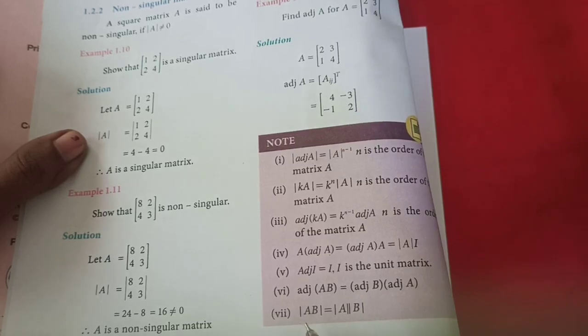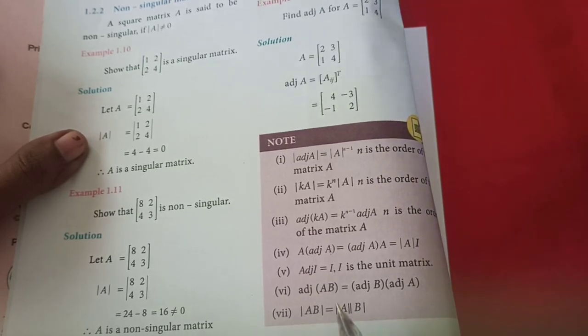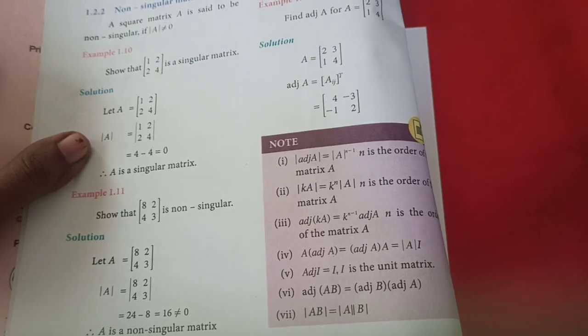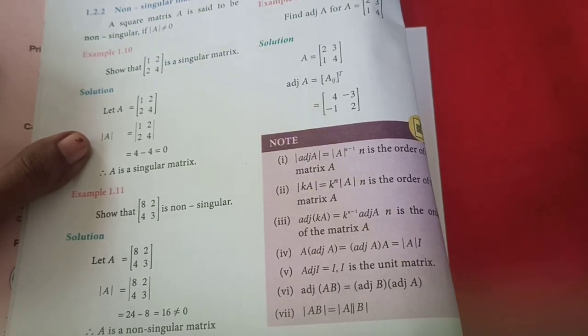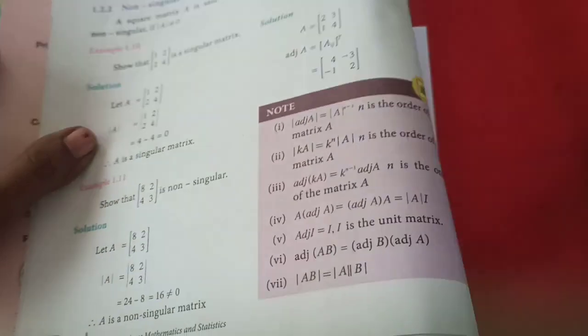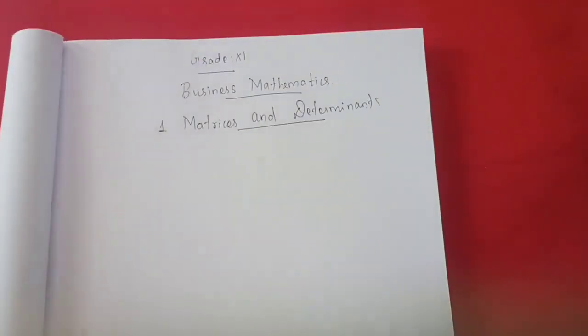Then determinant of AB is equal to determinant of A into determinant of B. If we find the value of determinant of A separately, then determinant of B separately, and multiply them, that answer must be equal to determinant of AB. Just go through it, sometimes there's a chance to be asked as a one-word question. No need to take down in your notes. Okay, let's move to the next problem.